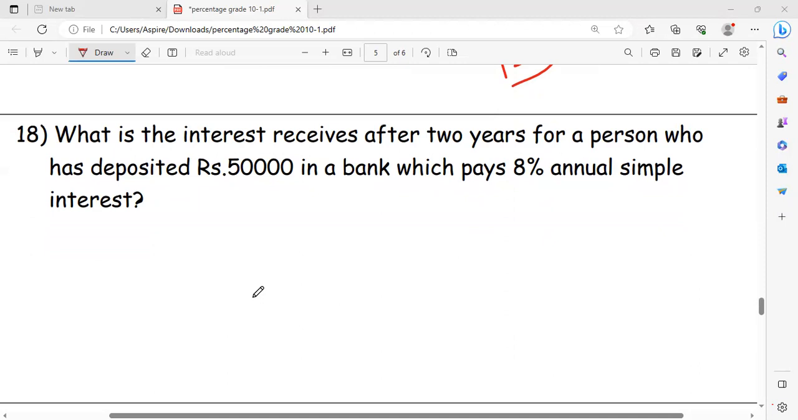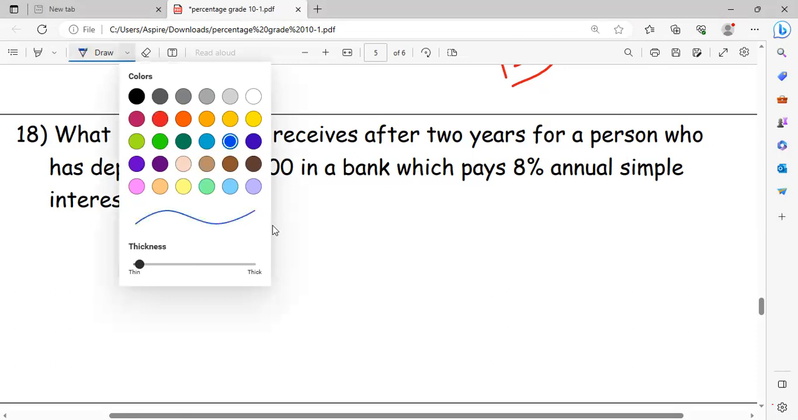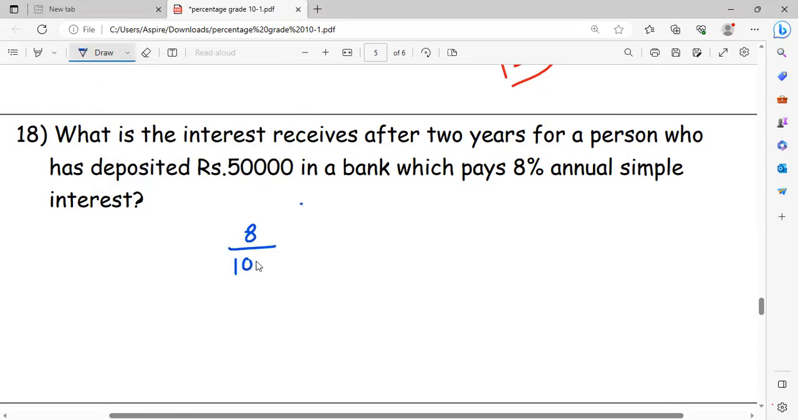Percentage of the deposited amount, percentage is 8%, that means 8 out of 100. 8 out of 100, it is multiplied by 50,000. To find the amount that he obtained at the end of the, now what is the interest? No, 2 years, so multiplied by 2. Zeros are cancelled like this.